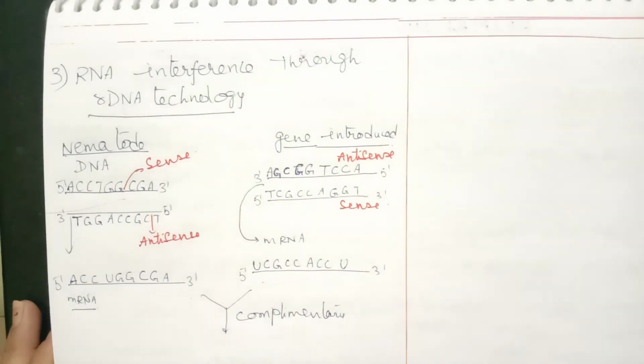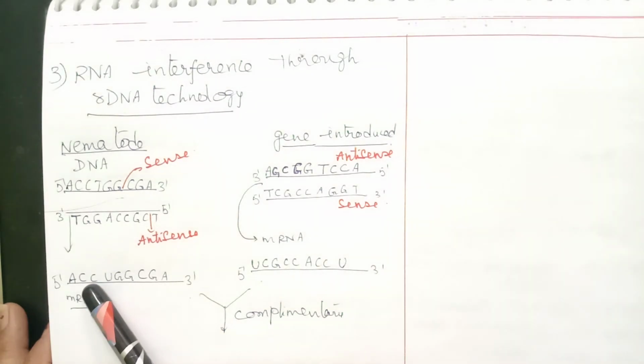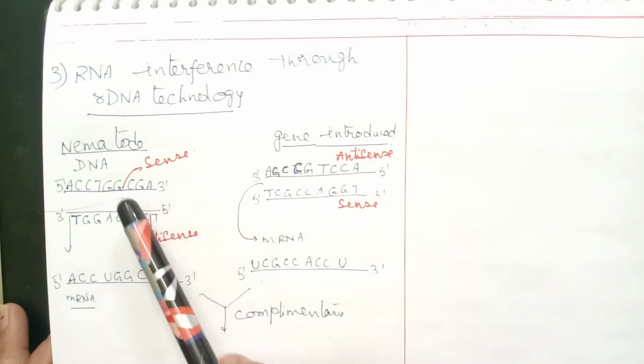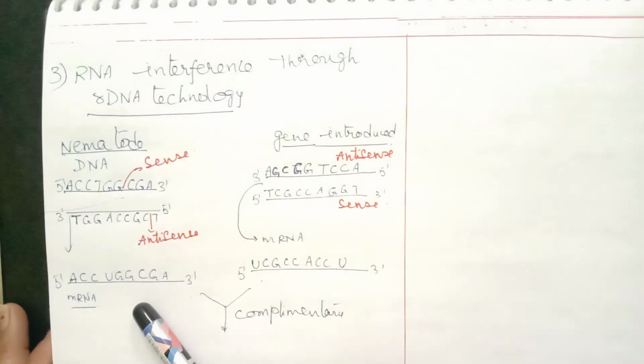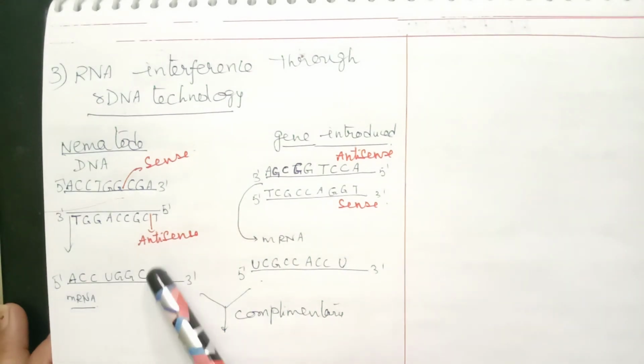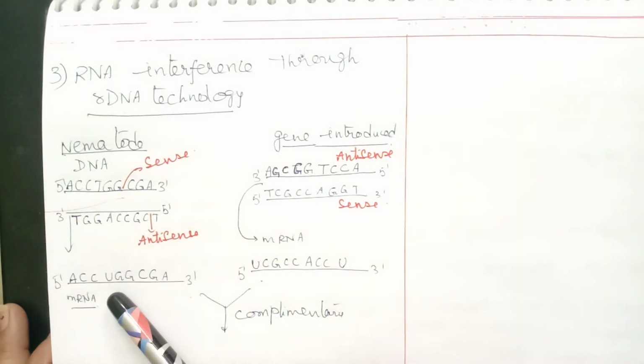You know very well, this antisense strand will produce mRNA. The sequence of mRNA should be exactly equal to the sense strand, but in place of thymine there will be a uracil. This is the target mRNA produced by the nematode.